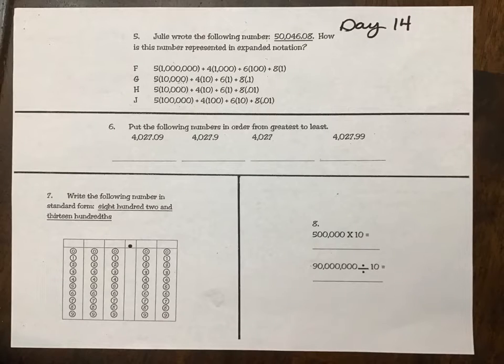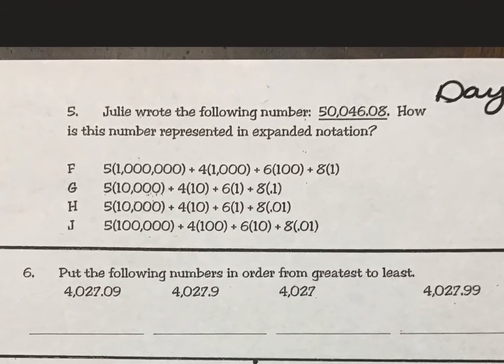All right, let's take a look at day 14. Number 5 on here. Julie wrote the following number, 50,046 and 800ths. How is this number represented in expanded notation? Expanded notation, what is it, Miles? Letter H, 5 times 10,000 plus 4 times 10 plus 6 times 1 plus 8 times 100. That is correct. Very good.